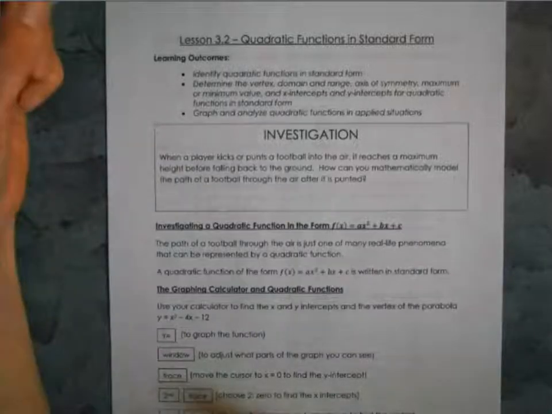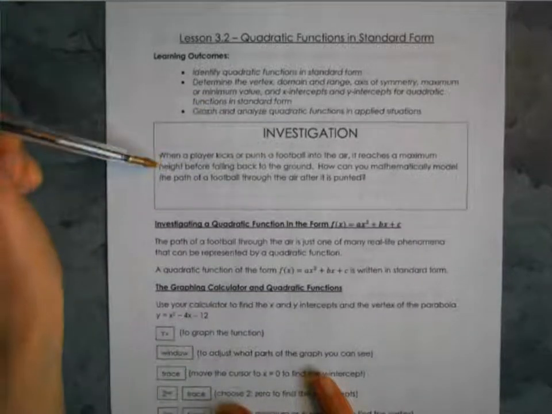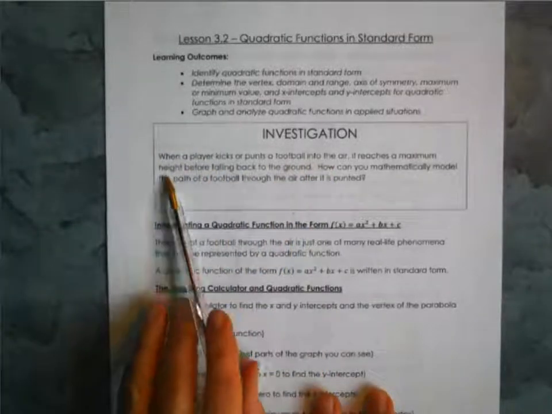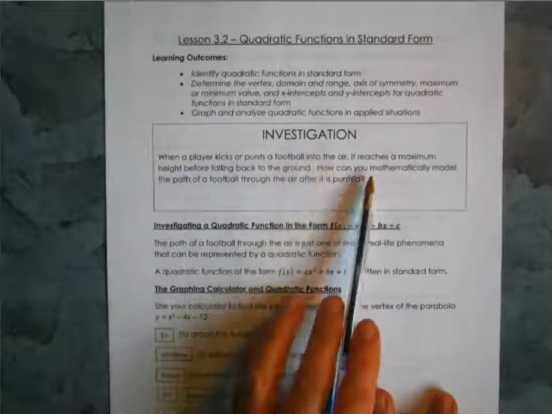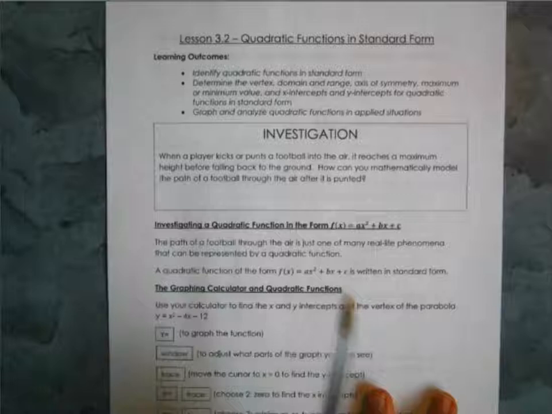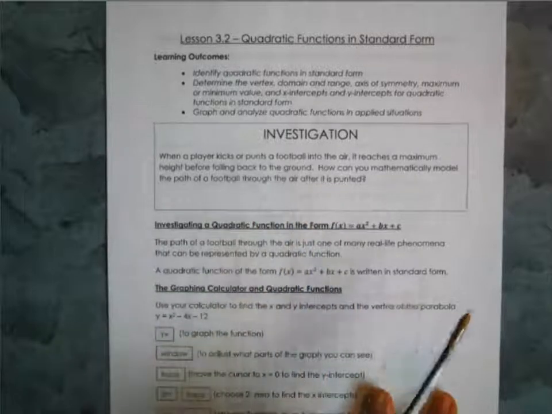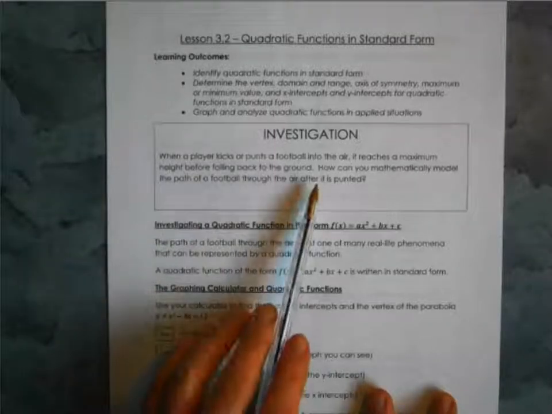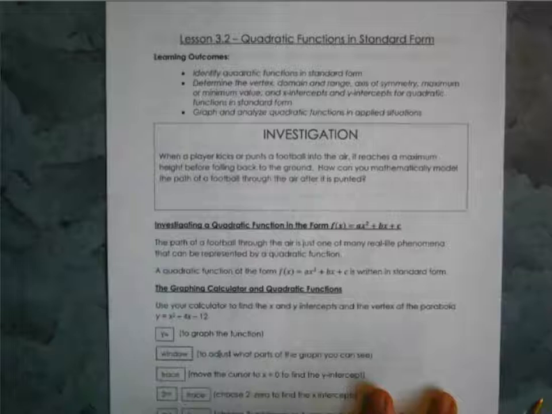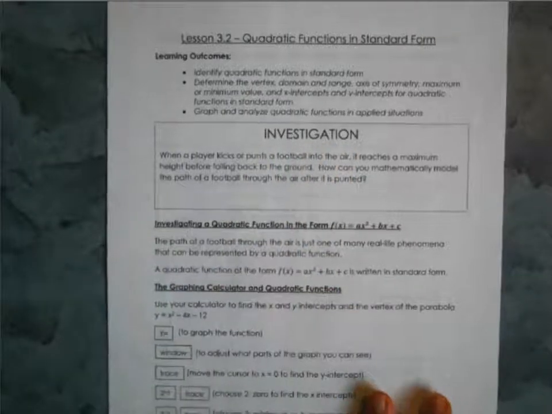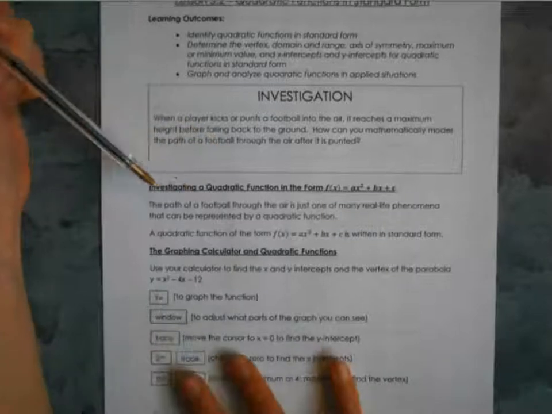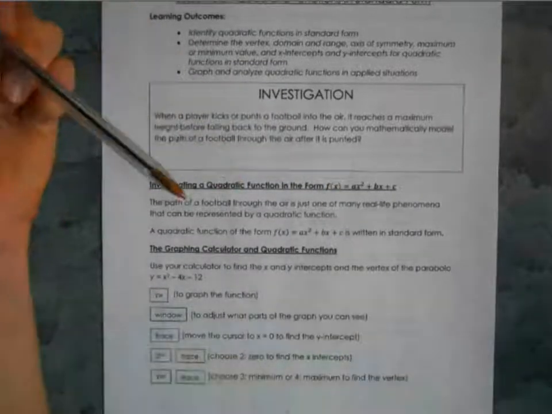There's a little investigation here, which is a reminder from last time, talking about when a football player kicks a football into the air and it reaches a maximum height before falling back to the ground. How can you mathematically model the path of a football through the air? Hopefully, based on what you learned in the last lesson or two, you can have an idea of how to answer that. But because it is an investigation, I'm going to let you do that yourself. If you want, you can pause the video and think of how that would work. And then we're going to move on to looking at this standard form.